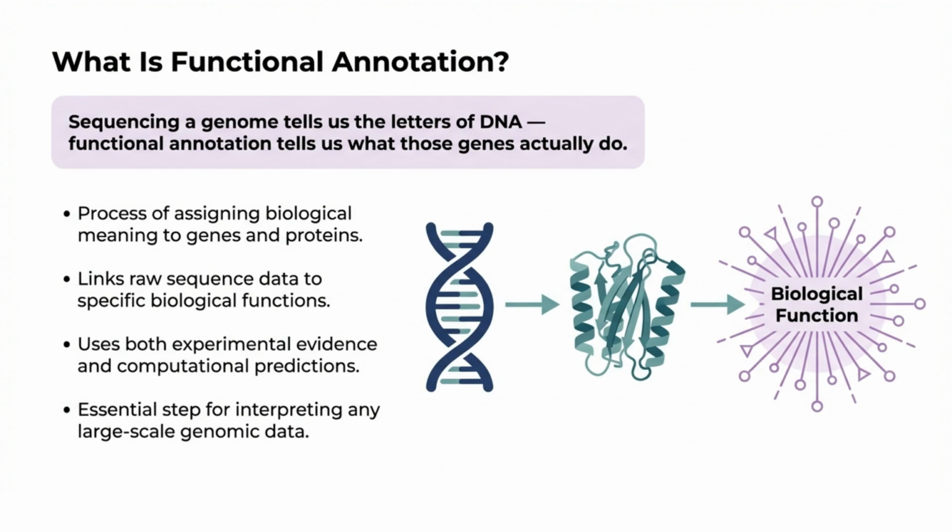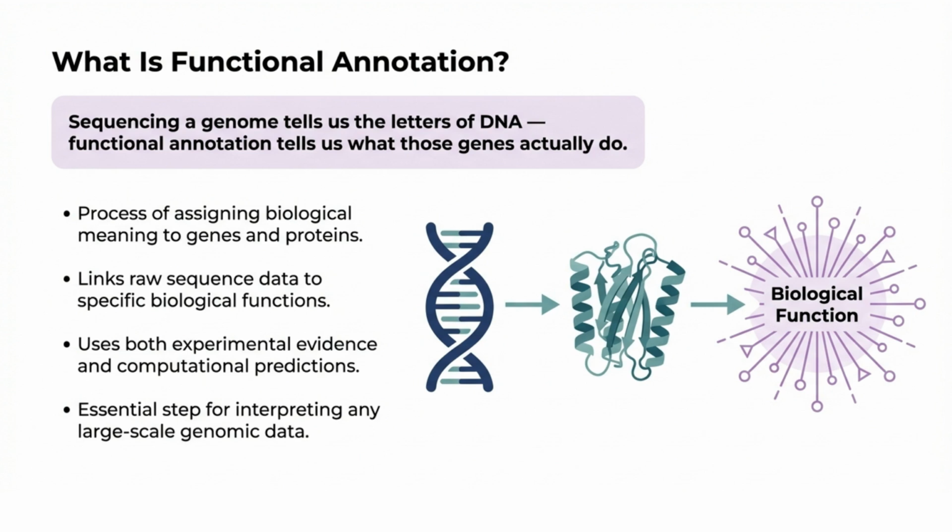When we sequence a genome, what do we actually get? At first, we only get a long string of letters, A, T, C, and G. That sequence is valuable, but by itself, it does not tell us what the genes do. This is where functional annotation becomes important. Functional annotation is the process of assigning biological meaning to raw sequence data. It helps us move from sequence to function.